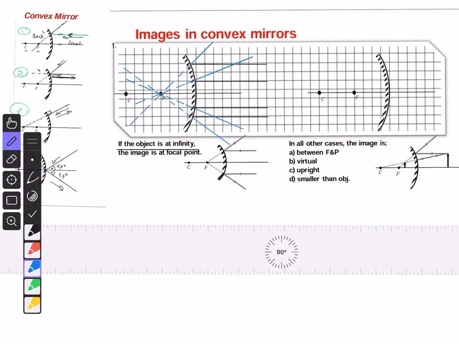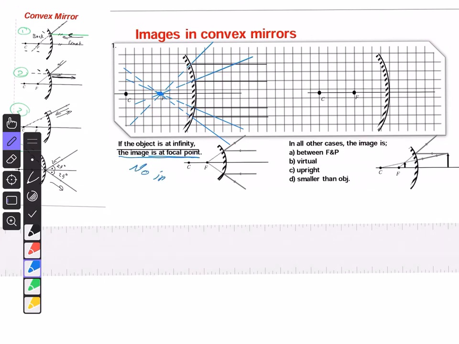You might draw 100 or 1,000 rays, all of them coming from infinity. You will be able to see all of the imaginary lines are going to intersect at one point, which we call the focal point. That is the focal point. So that's why the image is at the focal point. So we can say no image for this one. No image. Why? Because it's so small, we won't be able to see these images.